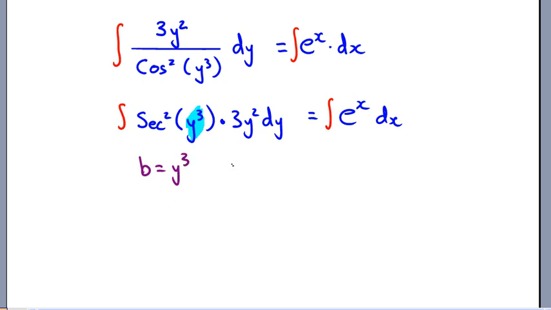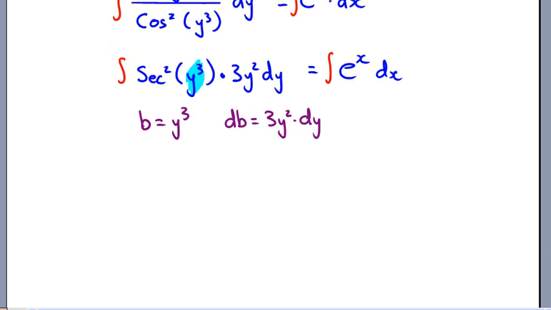So then db would be 3y squared dy. And how perfect is that? Because I see it sitting right there, 3y squared dy. So I'm going to rewrite their story. I don't like theirs. I'm going to rewrite it with b's. This is the integral of secant squared of b db. That's so nice, right? So all this stuff right here, all that got swapped out for a db. And then over on this side, yeah, I've got this integral of e to the x dx.